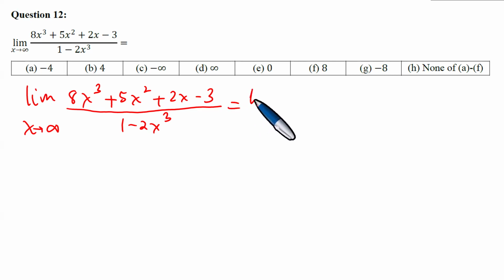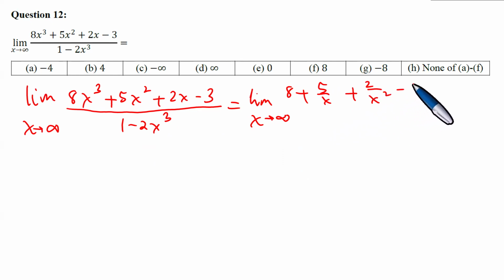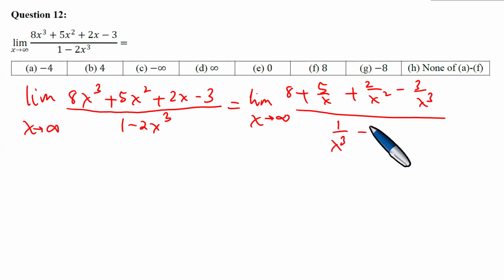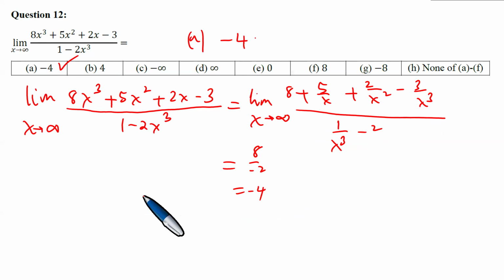Because now to do this one, you would have the limit as x approaches infinity. You divide by the highest degree, which is x cubed, which is 8 plus 5 out of x plus 2 out of x squared minus 3 out of x cubed. Everything is divided by 1 over x cubed minus 2. As x approaches infinity, these things are going to be 0, 0, 0. And then you have 8 divided by minus 2, which is minus 4. Therefore the correct option is A, which is actually minus 4.